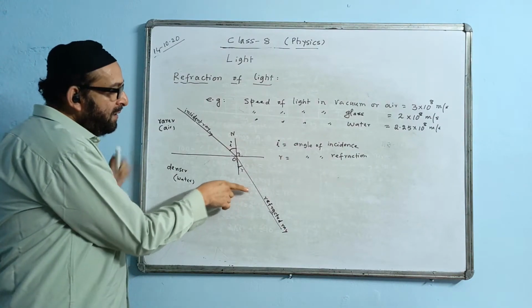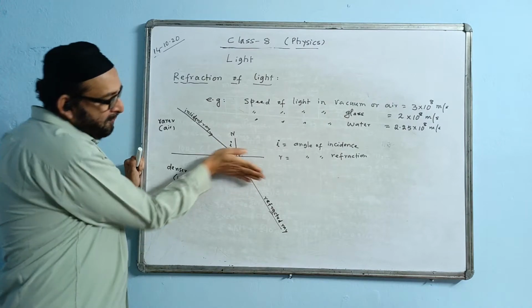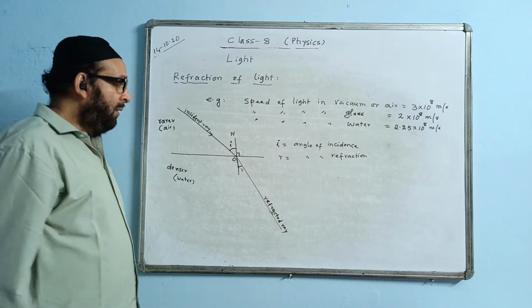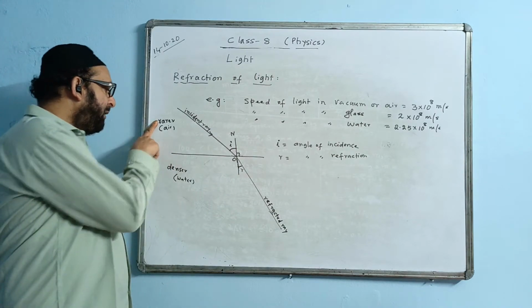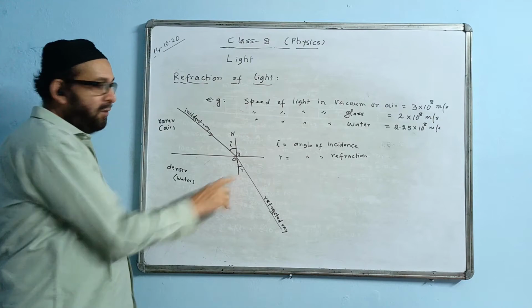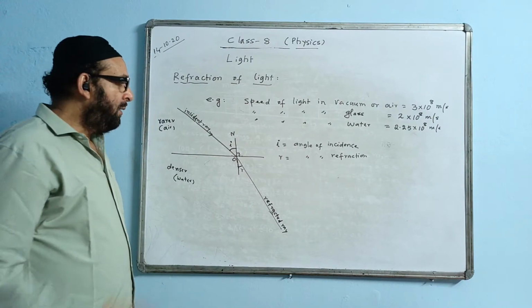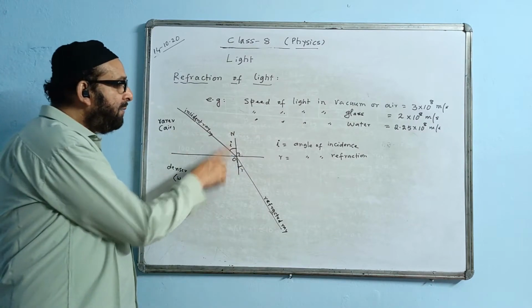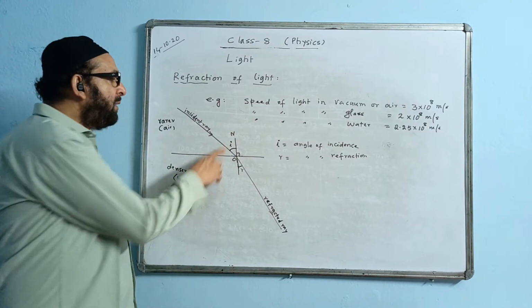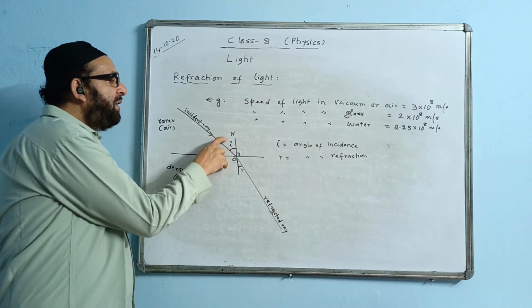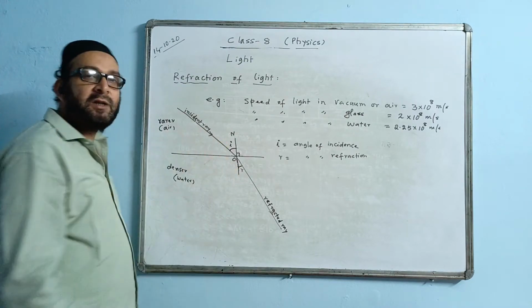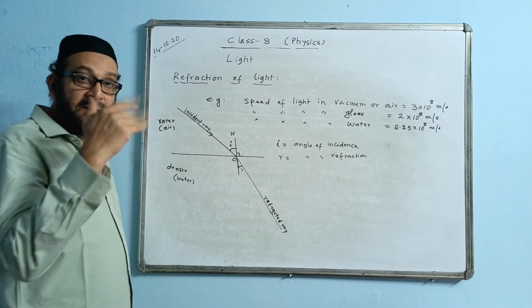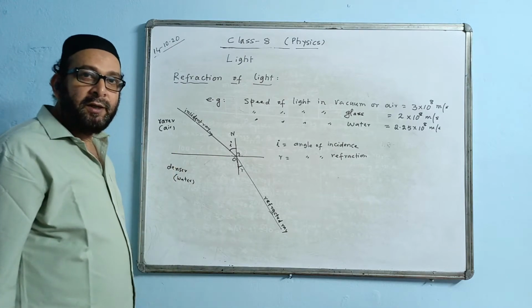Now we can see the ray is bending towards the normal. If it goes to the other side, we say away from the normal. When a ray of light travels from a rarer to a denser medium, it bends towards the normal. That means angle I will be bigger than angle R. Suppose the value of I is 60 degrees, the value of R can be anything but less than 60 degrees. It can be 40 degrees, 35 degrees, 50 degrees, even 20 degrees.